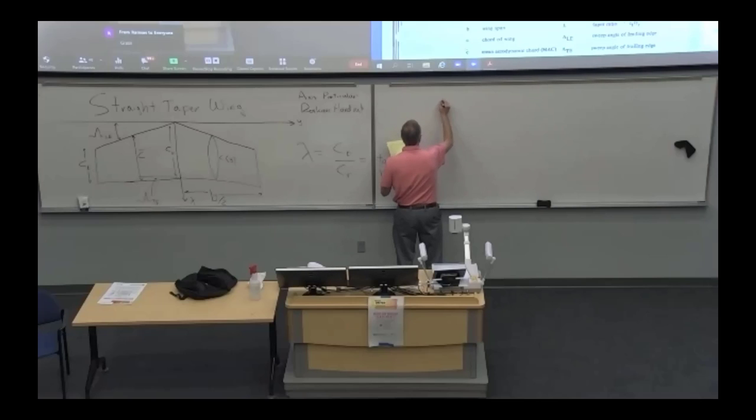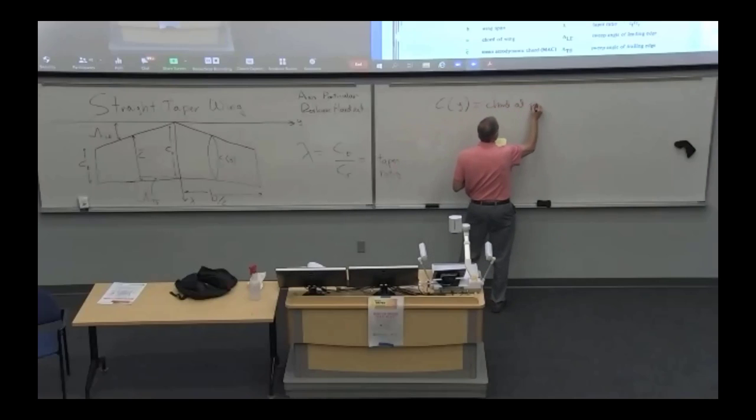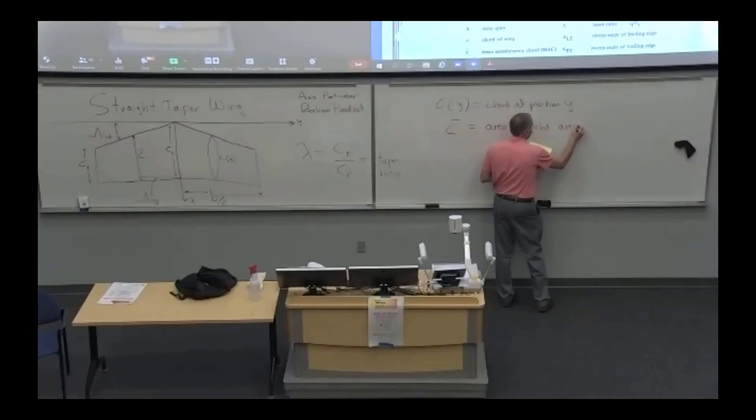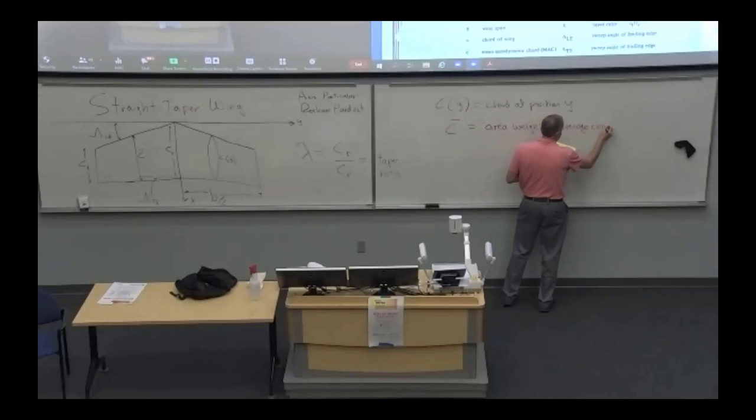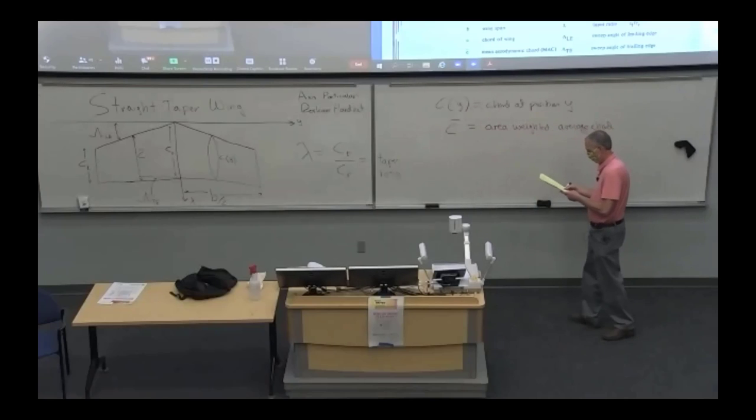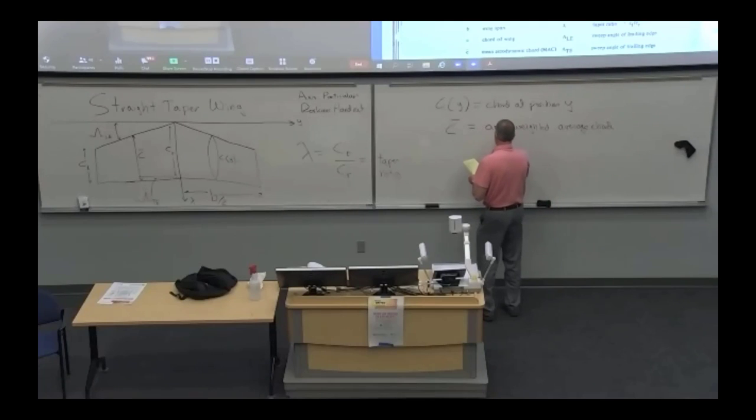So B is the wingspan, C is the chord at position Y. And then C bar is the area weighted average chord. It's called the mean geometric chord, or more commonly, the mean aerodynamic chord.